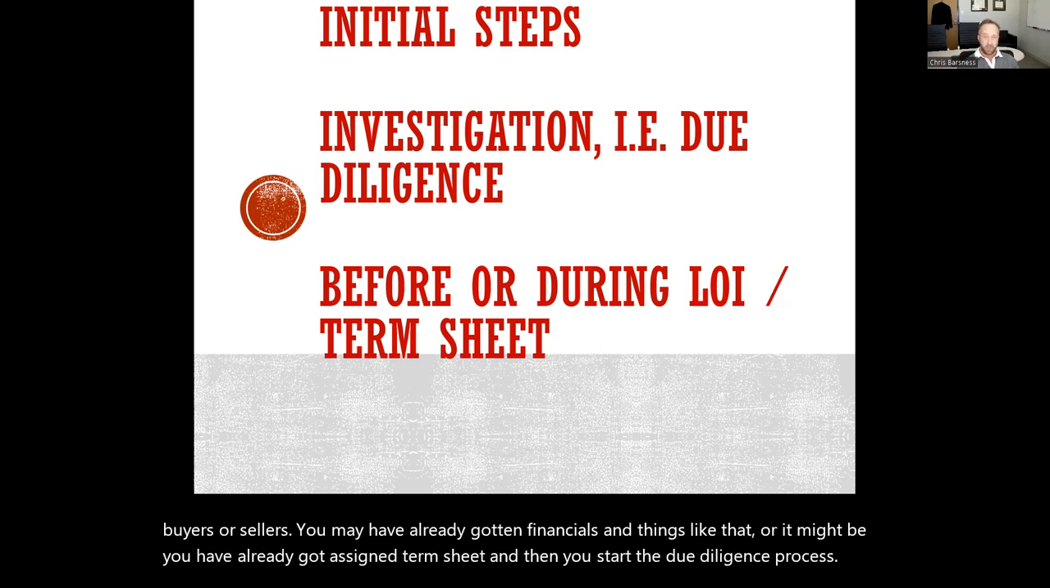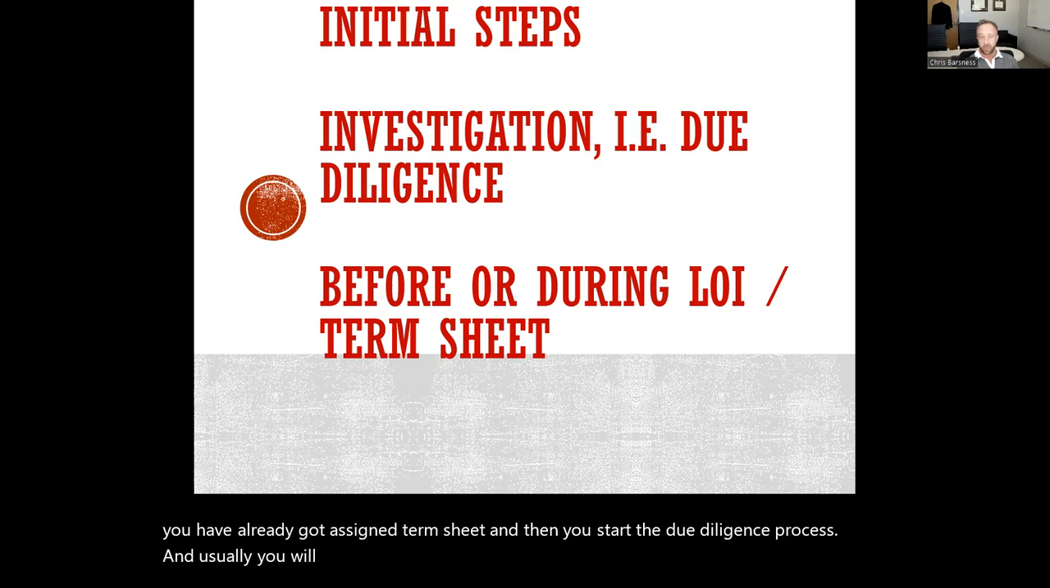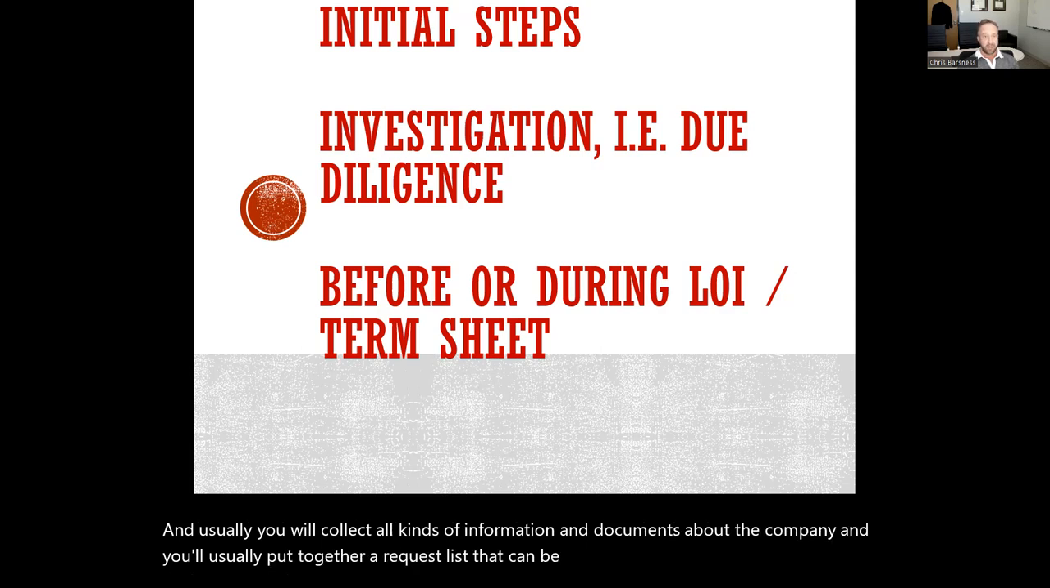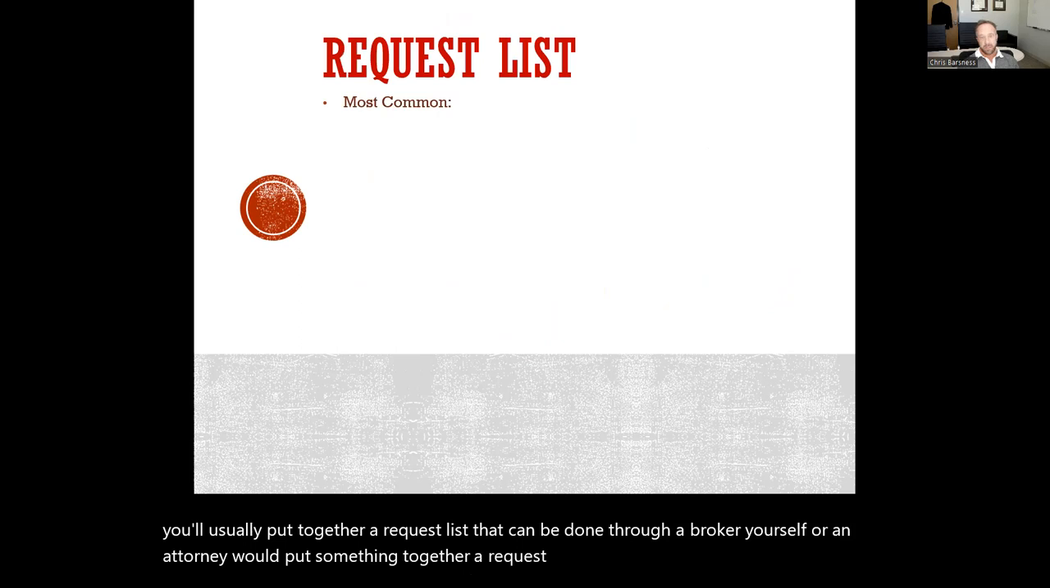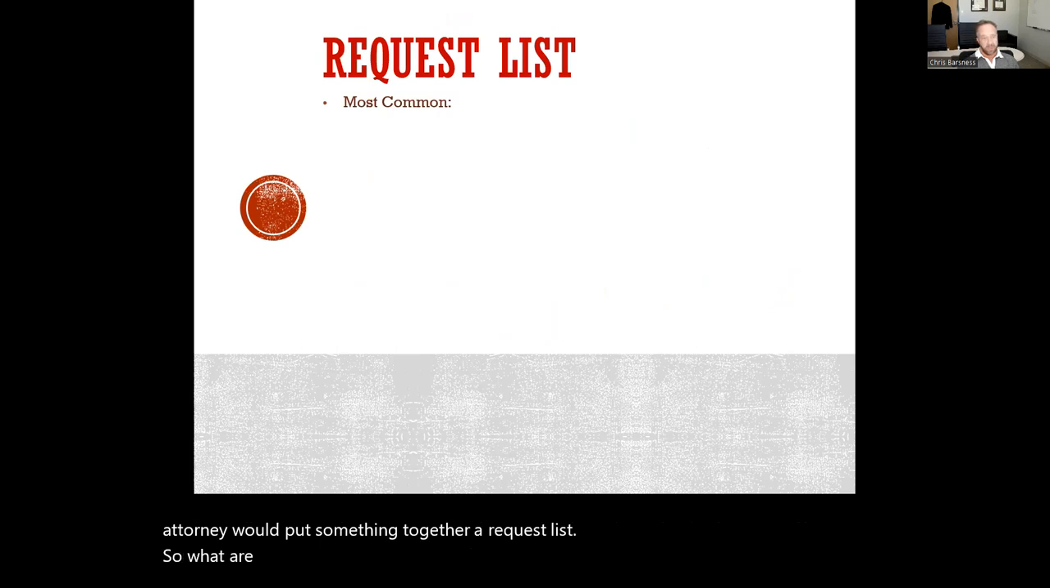And usually you will collect all kinds of information and documents about the company, and you'll usually put together a request list. That can be done through a broker, yourself, or an attorney would put something together, a request list. So what are commonly on the request list?